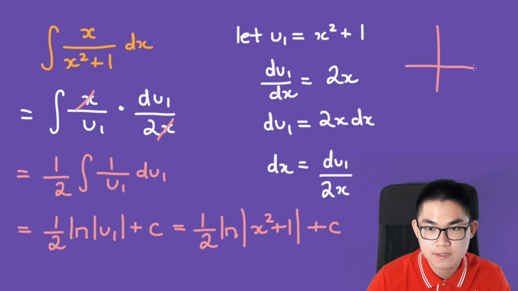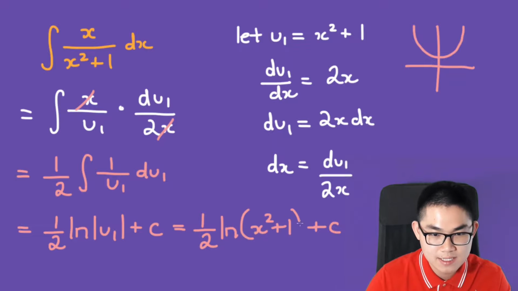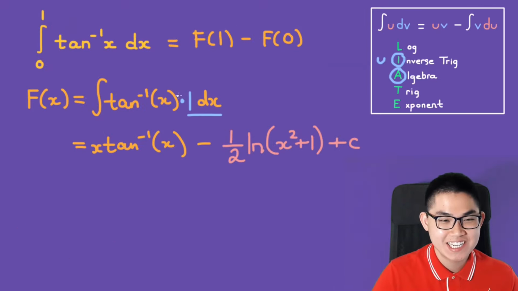Now, just note that x squared plus 1 is a function that looks like this. This function is always positive, and that's why the absolute value sign is redundant. We can just use normal parentheses. And we're almost done. So we have the antiderivative, f of x.